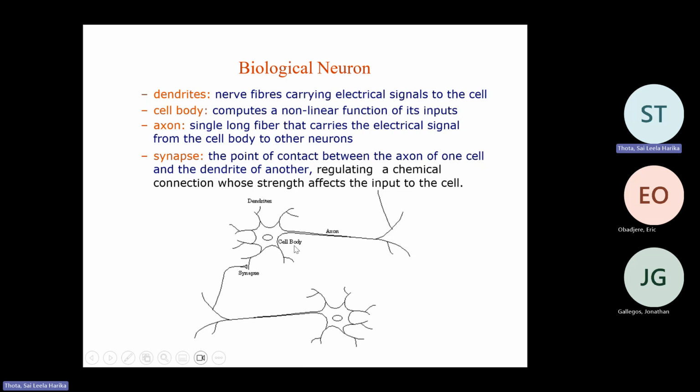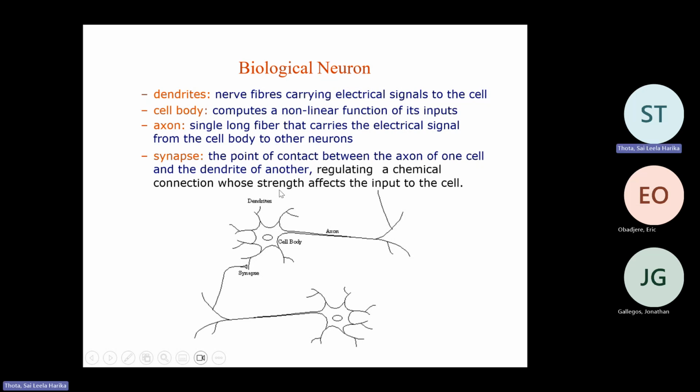The cell body computes a non-linear function of its inputs. The axon is a single long fiber, and it carries the electrical signal from the cell body to other neurons. So this is the axon, this is the cell body, and these are the dendrites. And this is the synapse, which we already discussed: it is a connection from one neuron to another neuron.